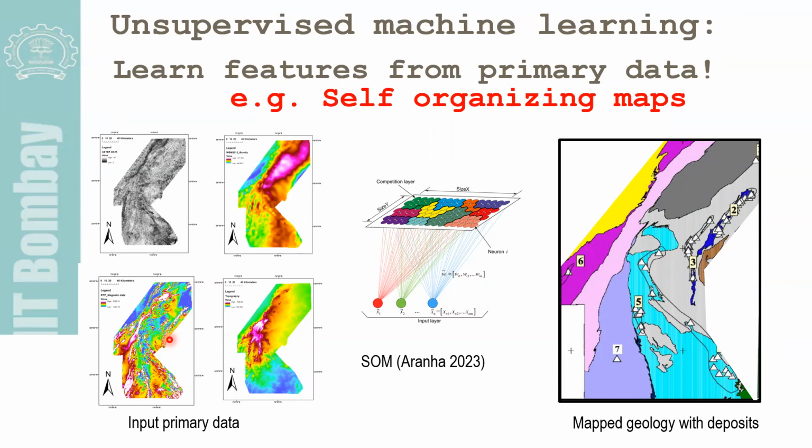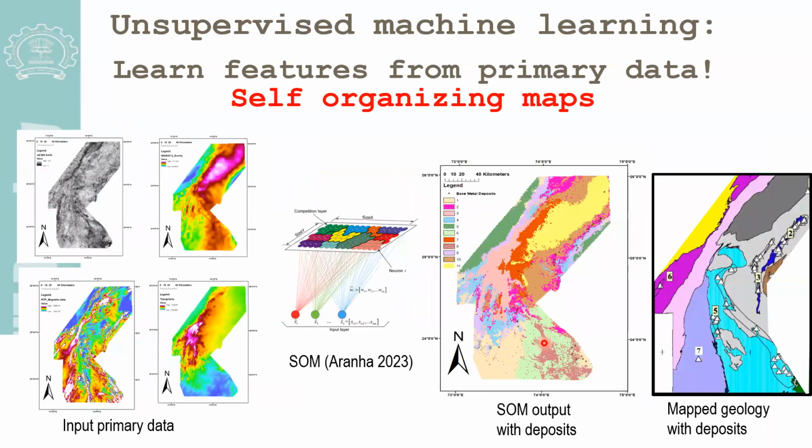We used the self-organizing map (SOM) algorithm. This is the geological map on the right, which we are trying to recreate from these primary data sets without any human intervention, using clustering techniques. And there are these deposits occurring there. These are base metal deposits from the Aravalli region of Western India.